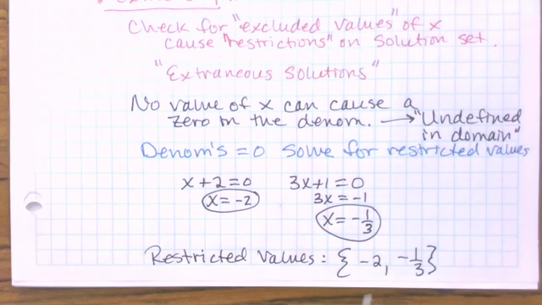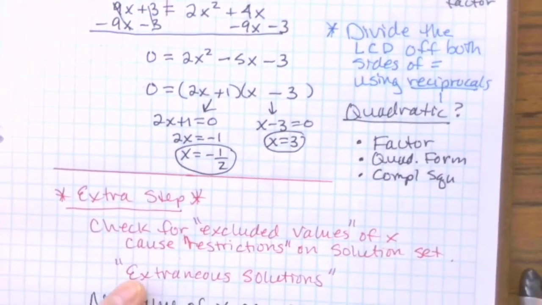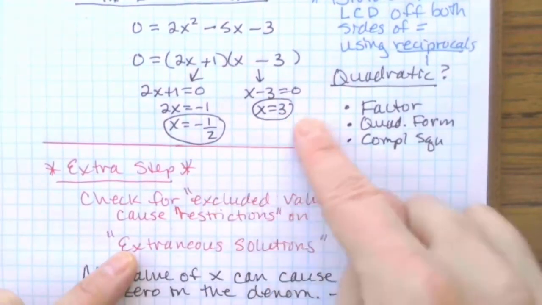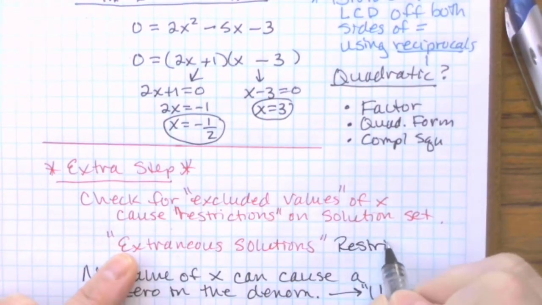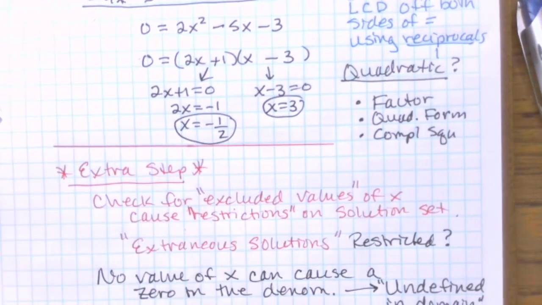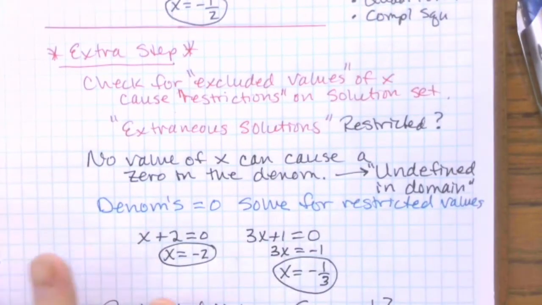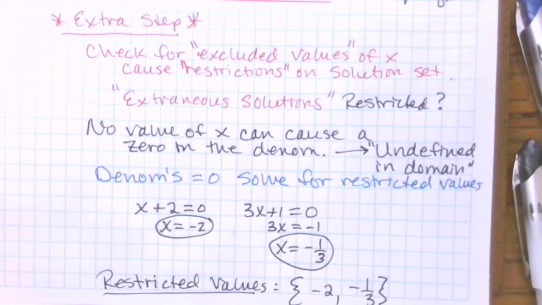Now, if you got either one of these as one of your solution values, your solution value is now invalid and it is called extraneous. So these are restricted values. Extraneous solutions are any of our solutions that turn out to be restricted. As it is, both our values are good. Those are the only two things it could not have been. Very important concept.